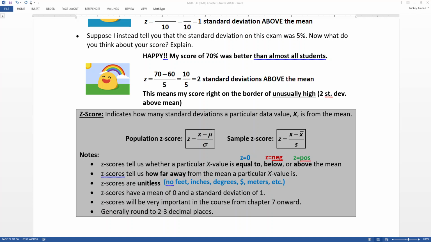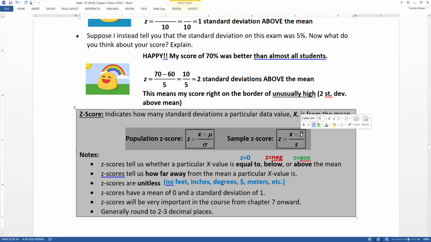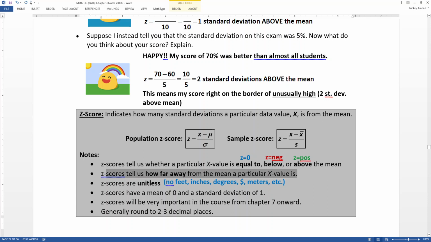So we've learned the definition of z-score. Namely, it's one of these two formulas. And what's more important is that it gives you a good sense of your position in a data set. It can tell you whether you're equal to the mean, below the mean, or above the mean, but it also gives you a sense of how far away from the mean you are.